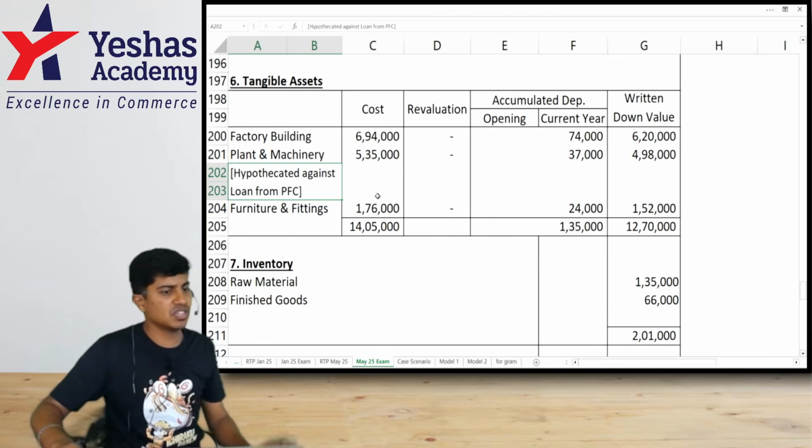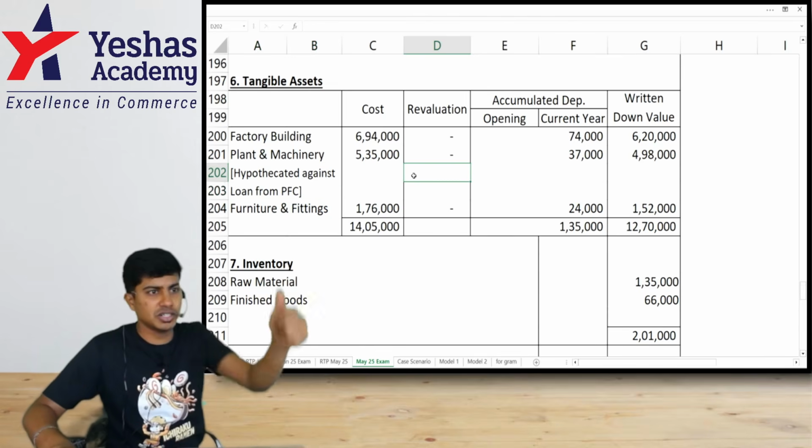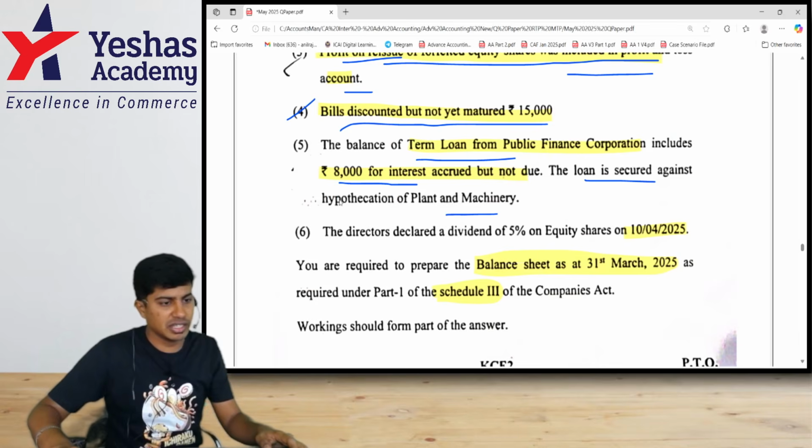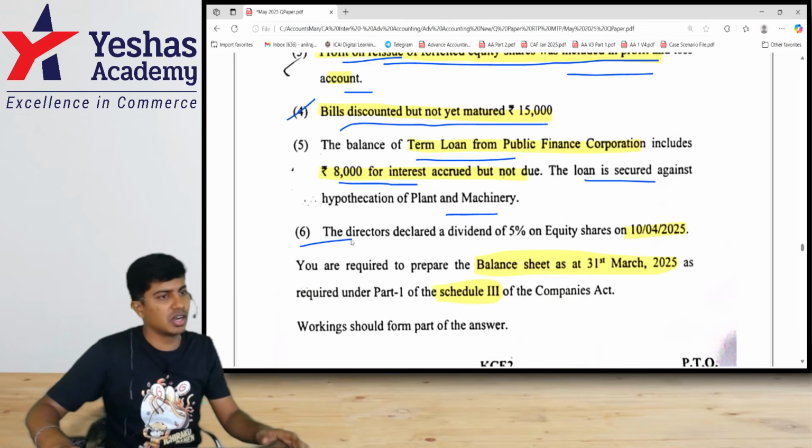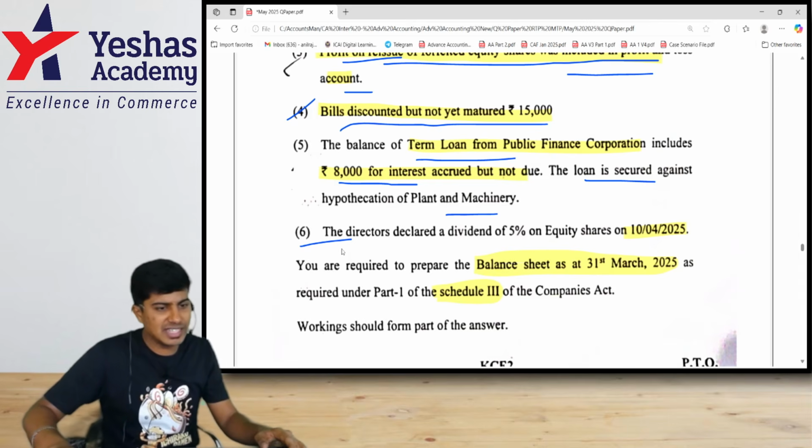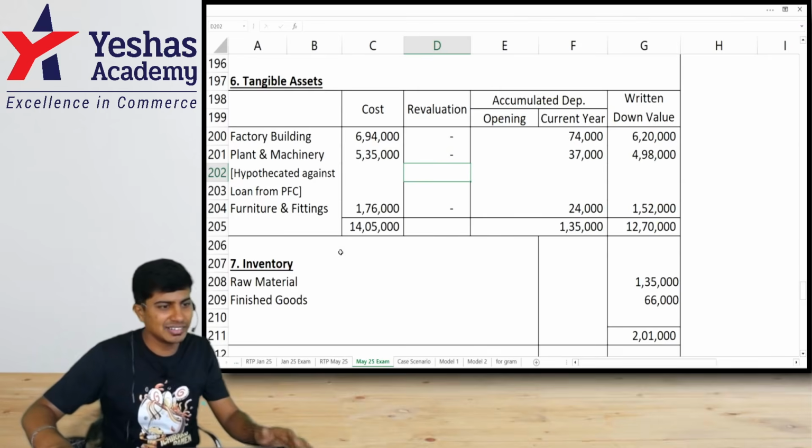Disclosure purpose. Is this fine? Everybody understood? What do we have next after this? This dividend, though I told, anyways, we are not going to give impact to this. That's it. Done.